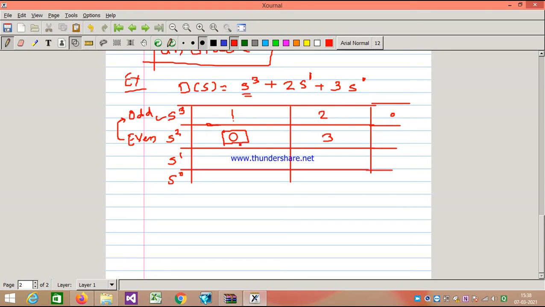See, this is the 0, right? That means we know that there is something wrong in this row. So just the regular method we use: 0 into 2, that is 0, minus 1 into 3, that is 3, divided by 0. What is the answer? We know that any number divided by 0, the answer is infinity.